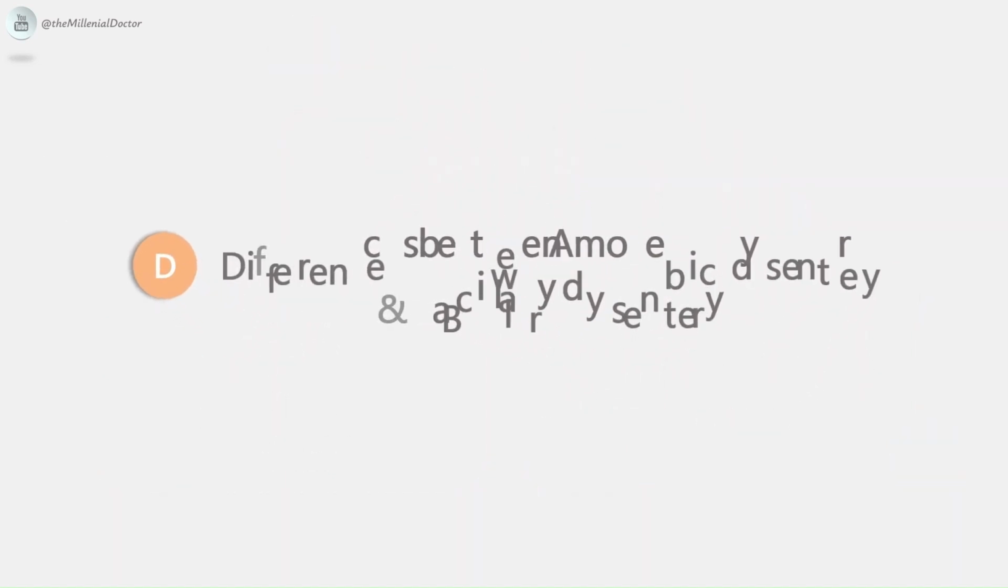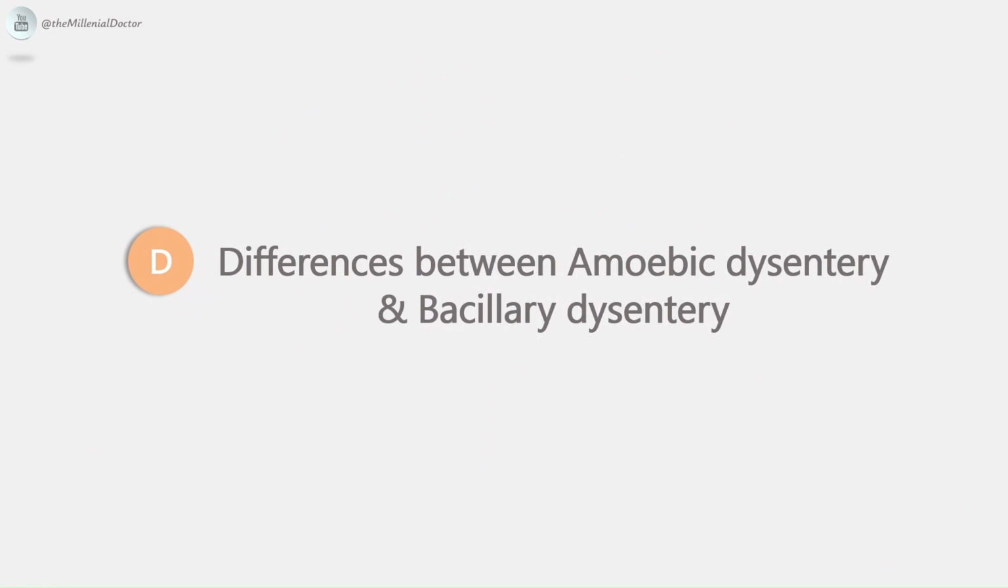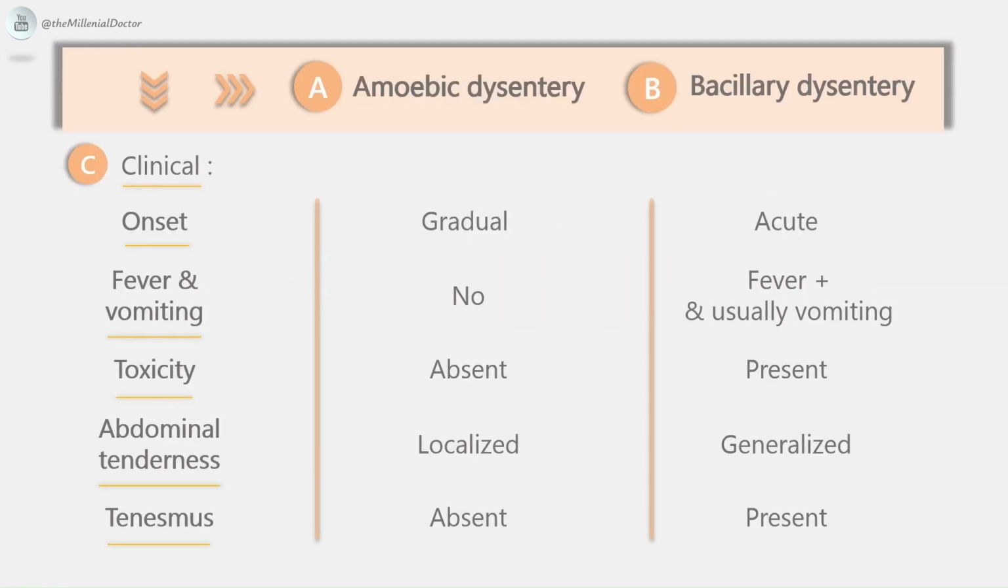Next is the differences between amoebic dysentery and bacillary dysentery. Clinical features. The onset in amoebic dysentery is gradual, whereas in bacillary dysentery it is acute. In amoebic dysentery, fever and vomiting is absent, whereas in bacillary dysentery, there is fever and usually vomiting also is present. Toxicity is absent in amoebic dysentery, whereas it is present in bacillary dysentery. Abdominal tenderness is localized in amoebic dysentery, whereas it is generalized in case of bacillary dysentery. And tenesmus is absent in case of amoebic dysentery, present in case of bacillary dysentery.